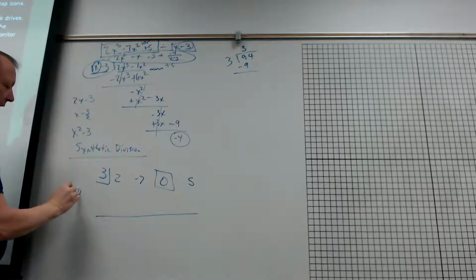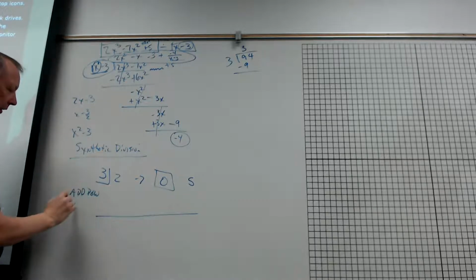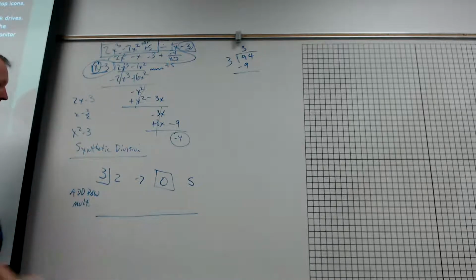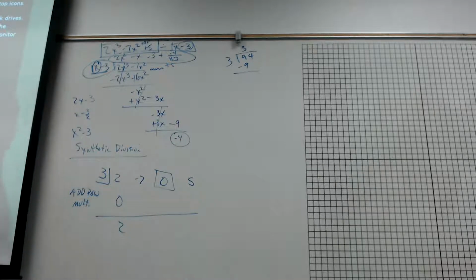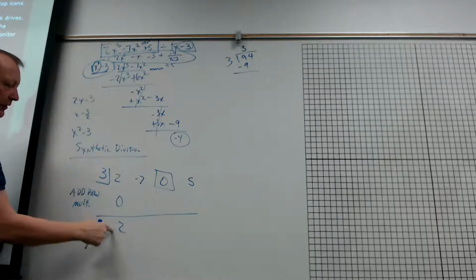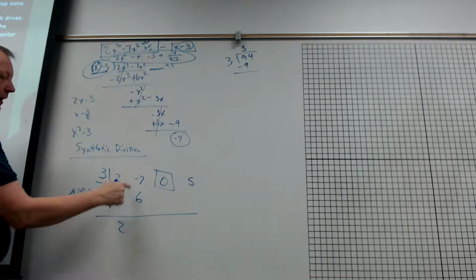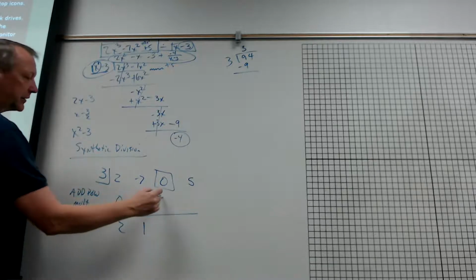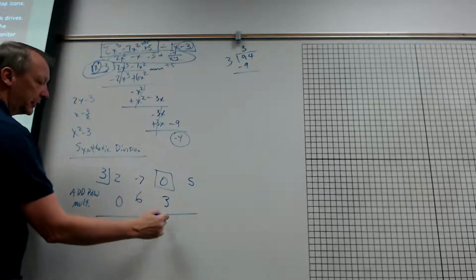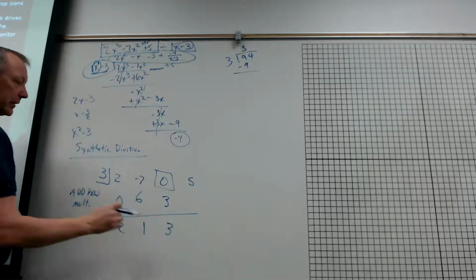So here's what we're going to do. We're going to add down, and then we'll multiply. 2 plus 0 is 2. Notice I got a 3 times 2 is 6. Negative 7 plus 6 is 1. 1 times 3 is 3. 0 and 3 is 3. 3 times 3 is 9.